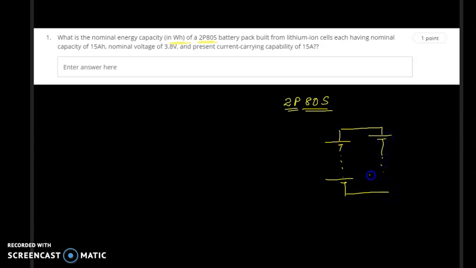So here, the number of cells connected in series is 80. So 80 cells are connected in series, and there are two modules. Such two modules are connected in parallel. So two parallel.